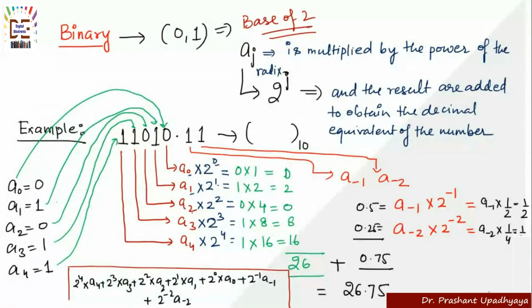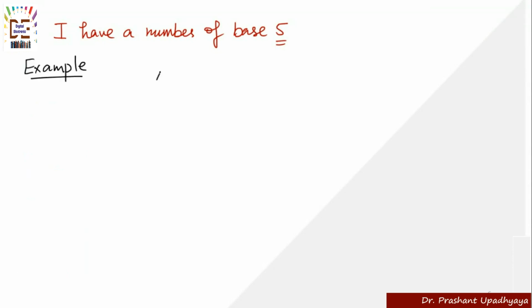Now, suppose I ask you to convert a number which has a base of 5. Let's say I have a number of base 5. Base 5 means you will start from 0, 1, 2, 3, 4, so 5 digits. So let's take an example: I want to convert 4021.2, let's say 0.2 to make the calculation easy, from base 5 to the decimal.